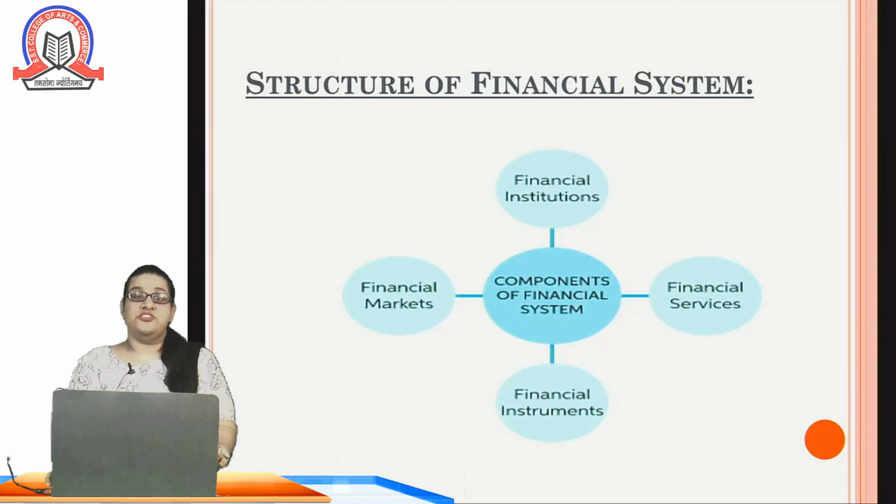So next is structure of financial system. In this, four things are included. Four components are there in the structure of financial system. First is financial institutions, like banks, insurance companies. Then financial services, the services provided by different financial institutions. Then financial instruments in which we deal. Then there are financial markets. So one by one we will see in detail.